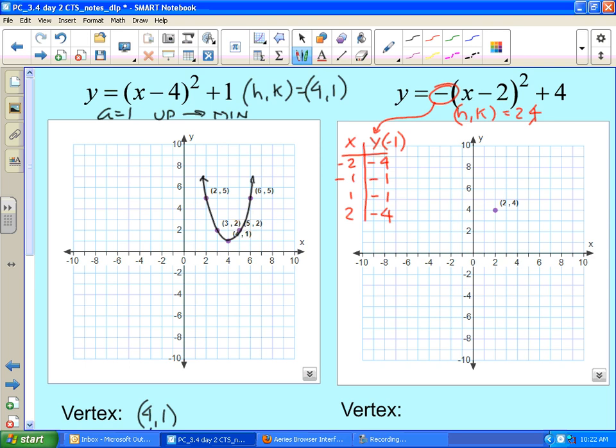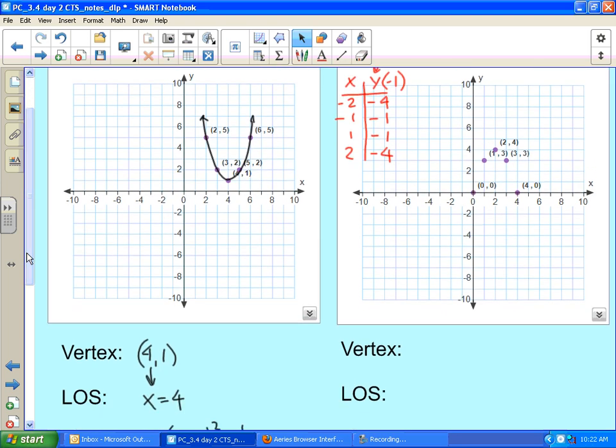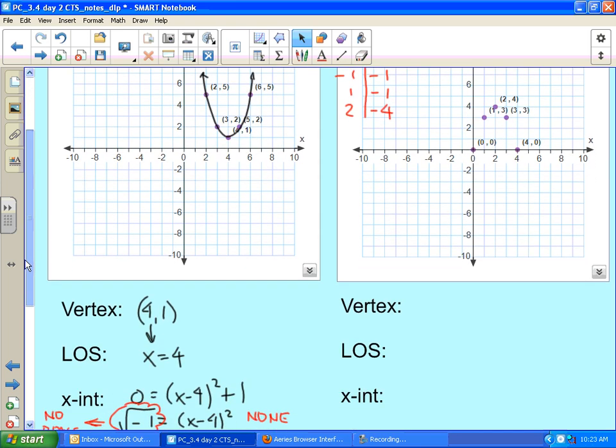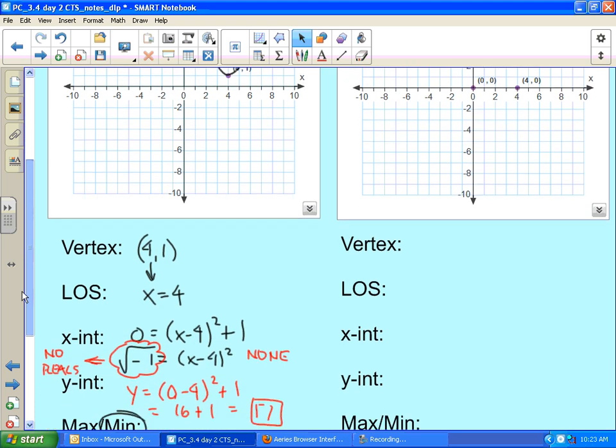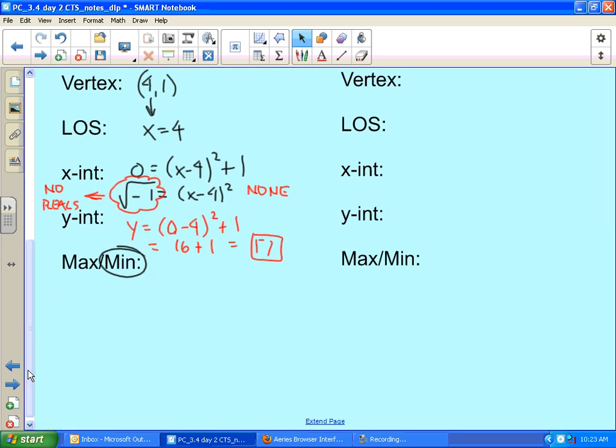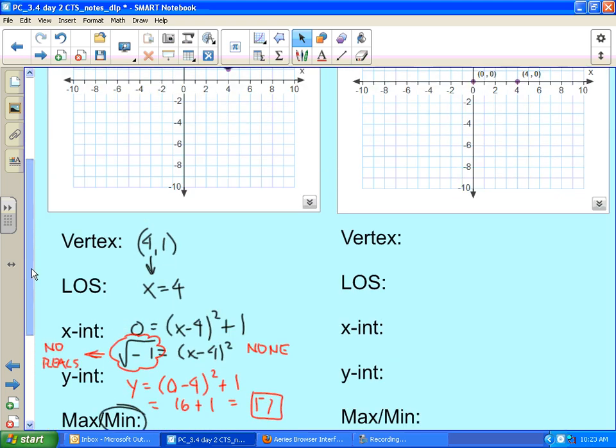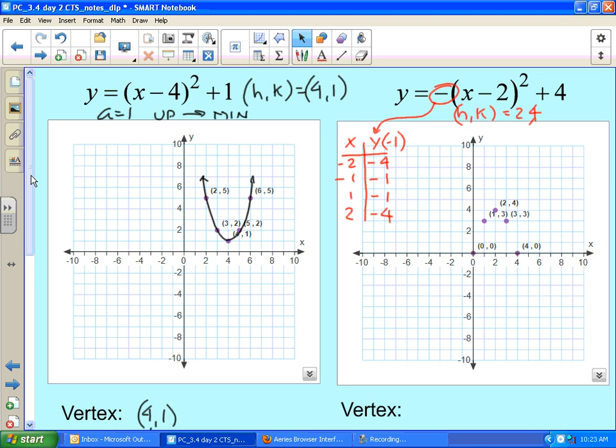So we graph those movements. From our point here, we go left 2, down 4. Then we go left 1, down 1. And right 1, down 1. And right 2, down 4. There's my graph. Isn't that cool? It is so cool. X-intercepts, we can physically see them: 0 and 4. The y-intercept is 0. So we're able to answer the question for us. That's why critical movements are so beautiful.